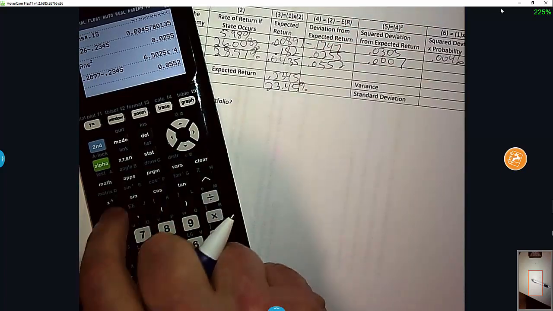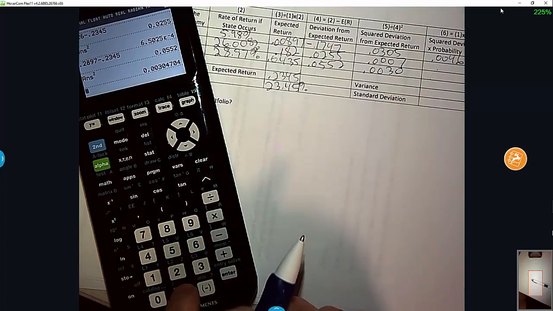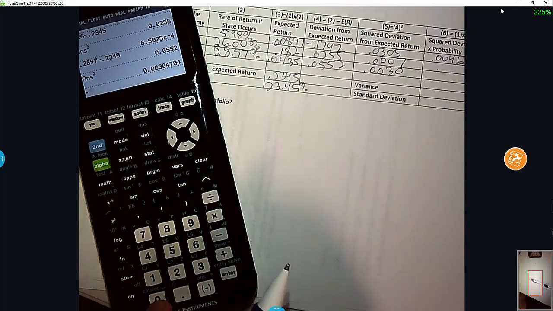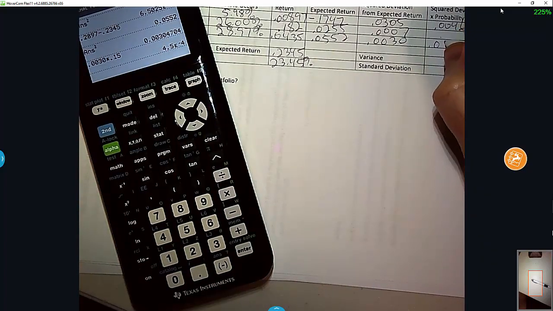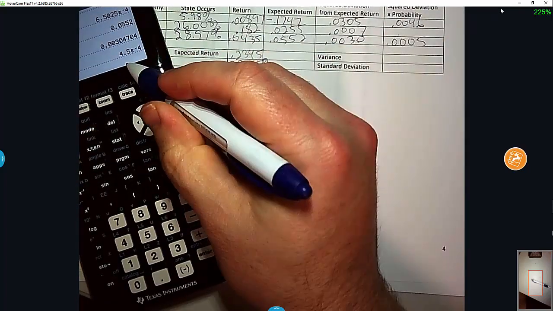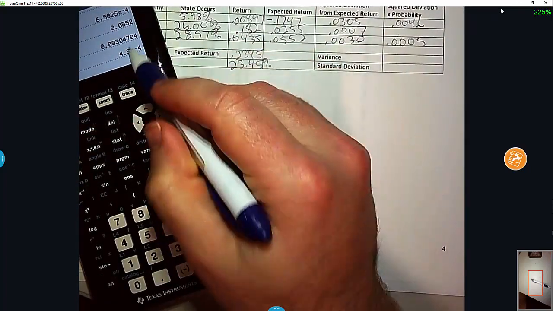I'm going to square that to get 0.0030, and I'm going to multiply that. I didn't do that up here. I need to go back and do that. I'm going to multiply this by 0.0030 multiplied by 0.15 gives me a value of 0.0005, or on here 0.00045.